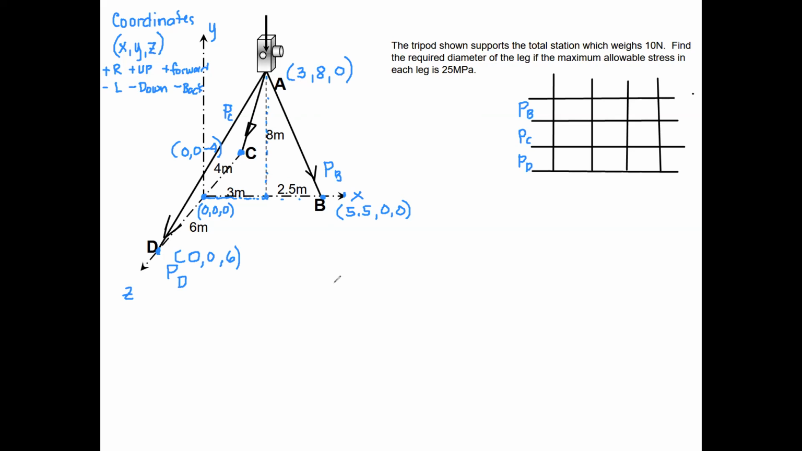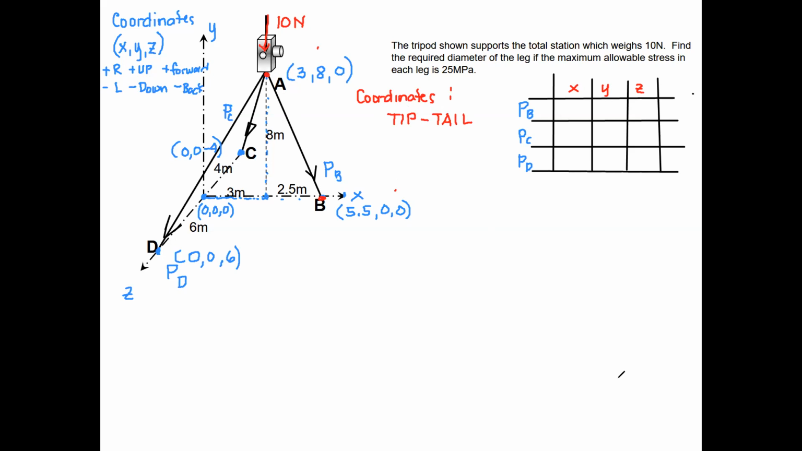And those are the endpoints of the legs of this tripod, as well as the point A, where the total station or the instrument is applied, or where the weight will be concentrated. Actually, this weight is 10 newtons, located at A. So what we need to do is get the X, Y, and Z lengths of each force. To do that, you just have to consider the coordinates of the tip of the arrow minus the tail of the arrow. So if B originates from A, going to B, it's AB, it's just the tip minus the tail.